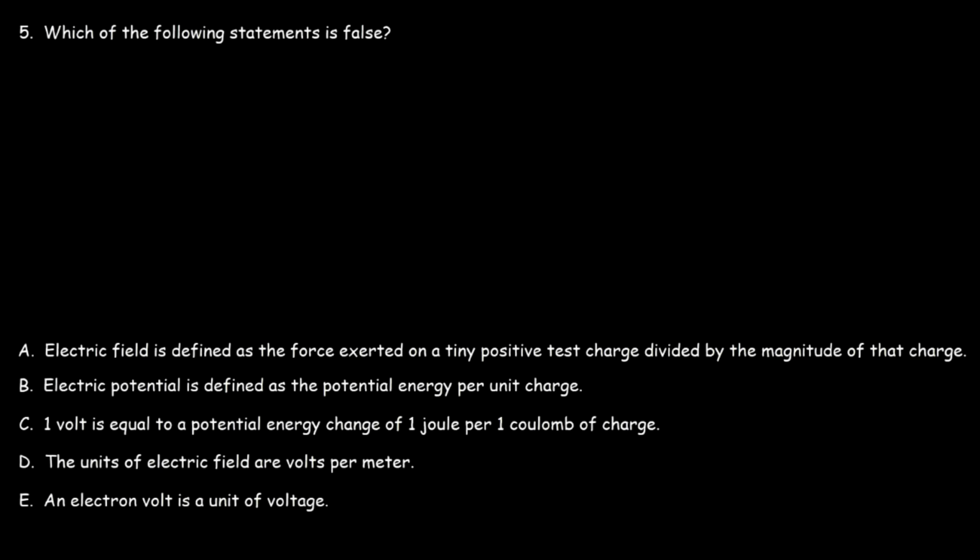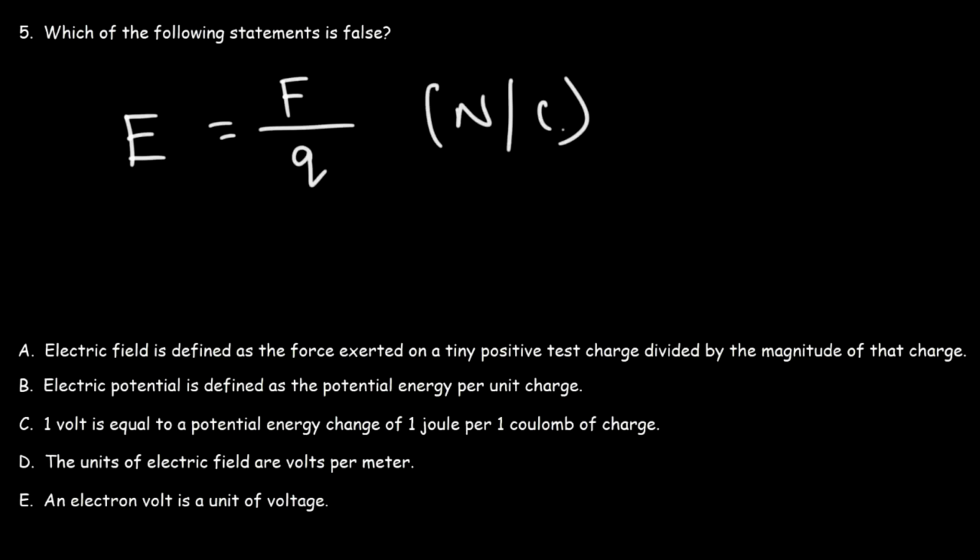Number 5. Which of the following statements is false? So let's analyze each one. Let's look at A first. Electric field is defined as the force exerted on a tiny positive test charge divided by the magnitude of that charge. Is that true or false? Well, we know that electric field is basically the ratio of force and charge. It has the units newtons per coulomb. So A is a true statement. So we could eliminate answer choice A.